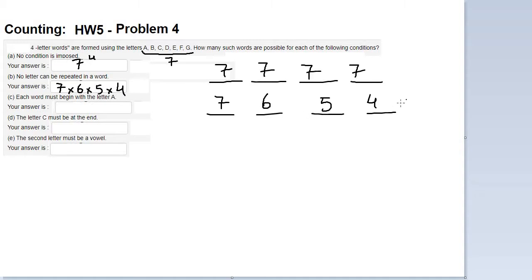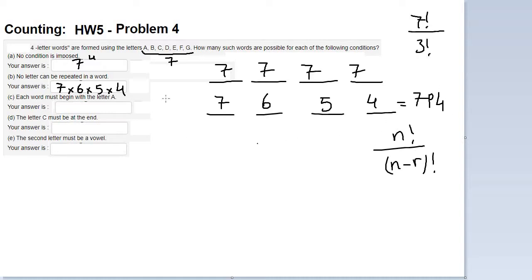Or you can consider this as the permutation of 7 choose 4, the 7 to 4 permutation. And permutation by definition is n factorial over n minus r factorial. So it is like 7 factorial over 7 minus 4, which is 3 factorial. You can use either.